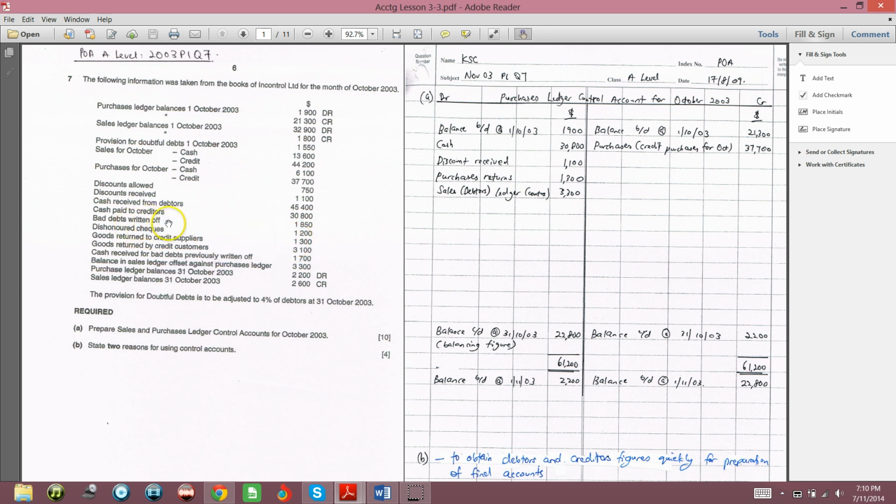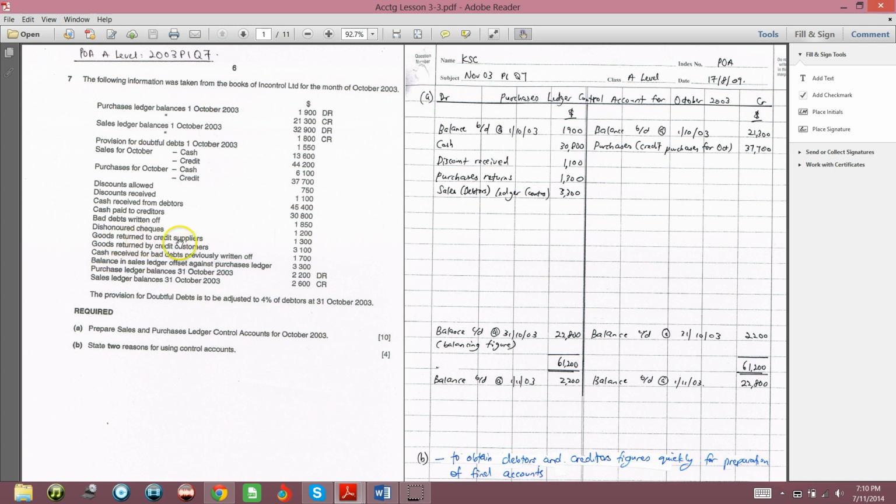Bad debt written off, this has nothing to do with the creditors control account. Bad debt means those people owe us money, that belongs to the debtors control account. Dishonoured cheque, that means people give us the cheque and the cheque bounced. So that is our debtor who gave us the cheque. So this has nothing to do with creditors, so we don't put it in the creditors control account.